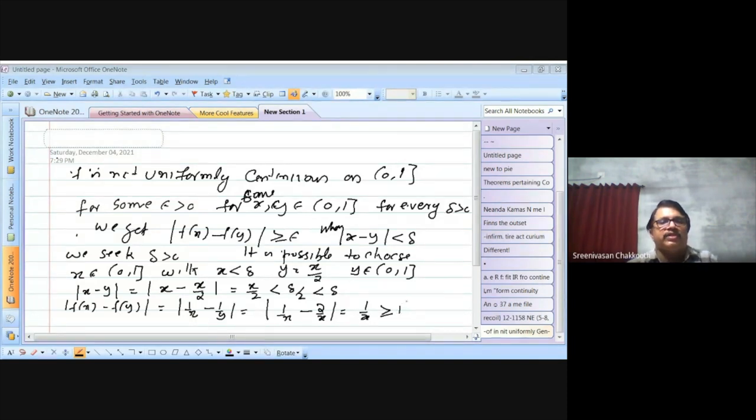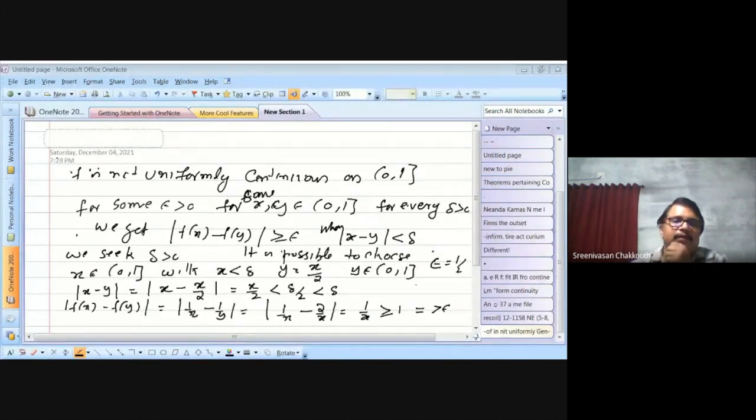So if we had chosen epsilon earlier, our epsilon were half, then definitely this says that mod f of x minus f of y is greater than or equal to 1, which is greater than epsilon. Similarly, you can choose epsilon equal to 3 by 4 or epsilon equal to 1 itself. You get mod f of x minus f of y greater than or equal to epsilon, even when mod x minus y is less than delta.